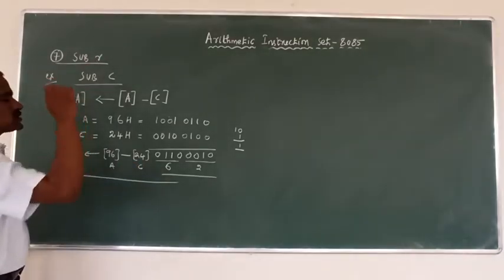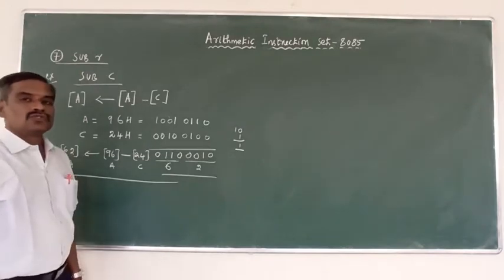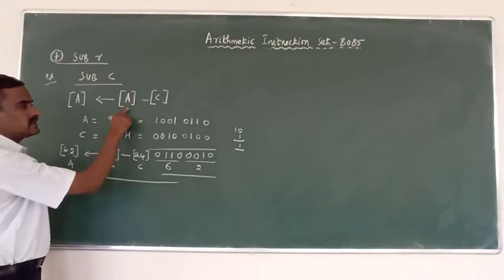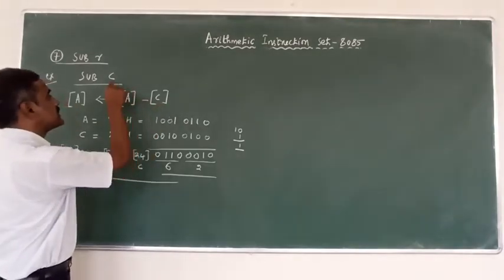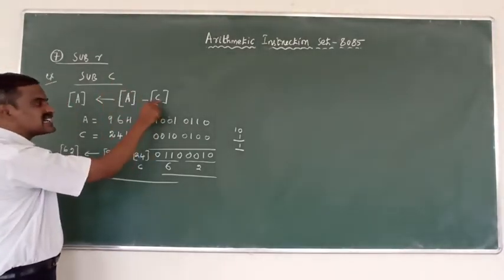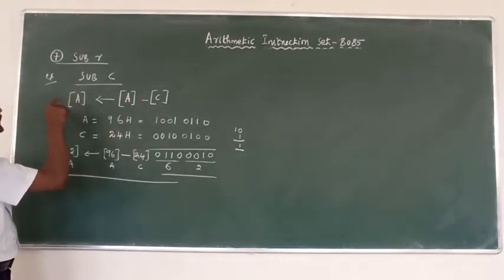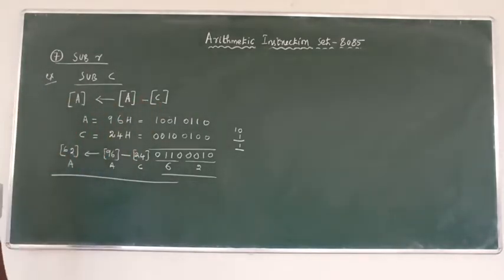SUB R means to subtract two 8-bit data. Data 1 is always the accumulator. The second data will be the given register content, that is C, and the result is always stored in the accumulator itself.